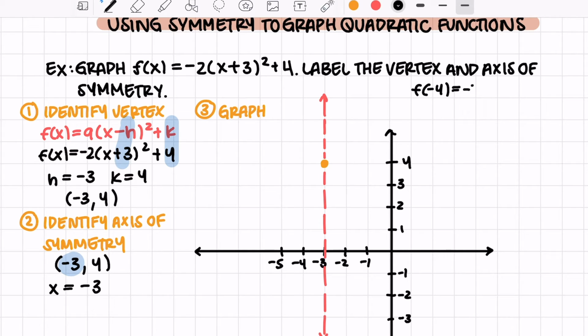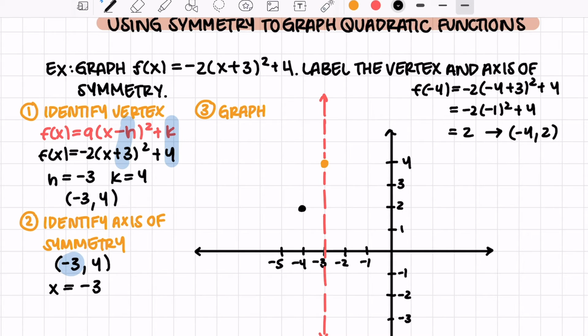And then I'm just plugging -4 into my function. So I get (-4 plus 3) to the power 2 plus 4. That equals (-1) to the power 2 plus 4, and that just equals 5... Cool. So right here, we get our new ordered pair, -4, going up to 2. So we know what that one is. So I'm going to plot that first.